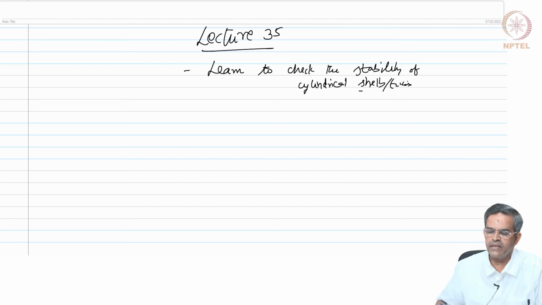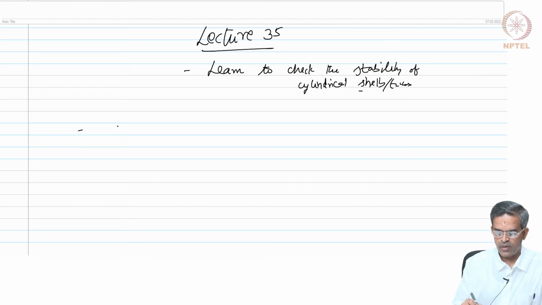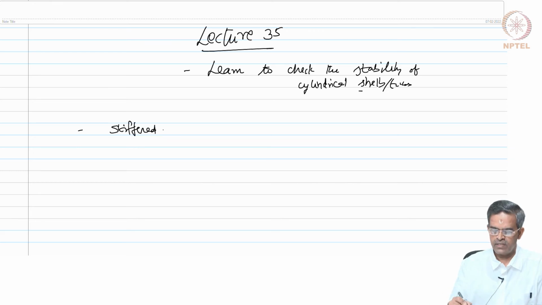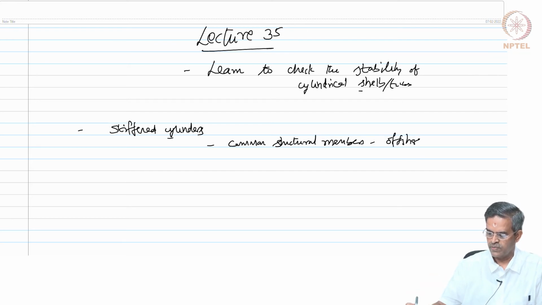Now, the stiffened cylinders are one of the major structural components of special kind of structures. They are very common in offshore compliance structures. So, we are now talking about stiffened cylinders. They are very common structural members in offshore structures.